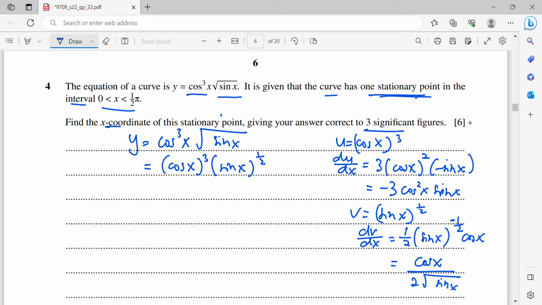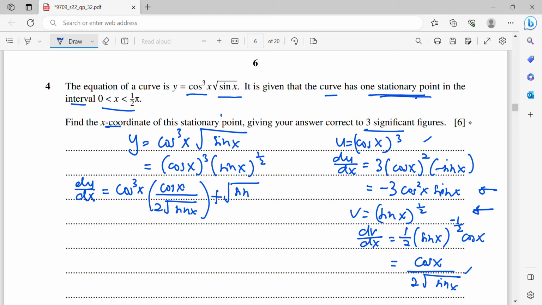So from here, my dy/dx will be u dv/dx plus v du/dx. Instead of writing cos x cubed, I can write cos cube x. Then dv/dx is cos x over 2 square root sine x. That is my u dv/dx plus v du/dx. Instead of writing sine x to the degree half, I will just write square root sine x, then multiply by negative 3 cos square x sine x.